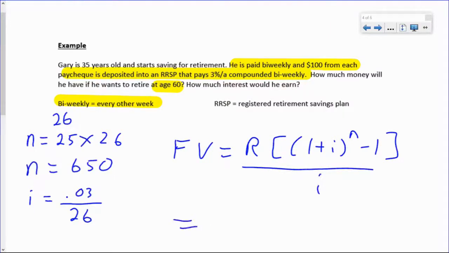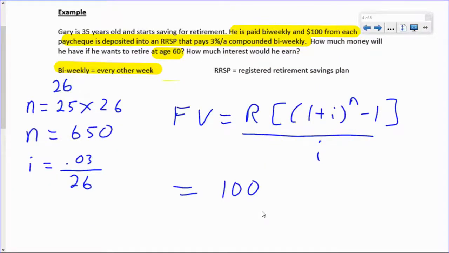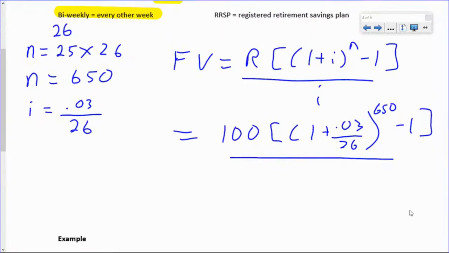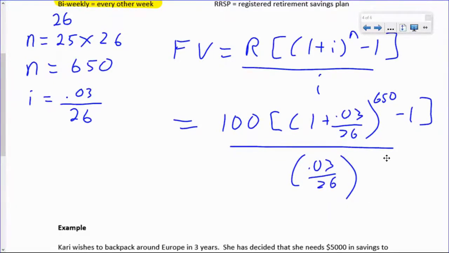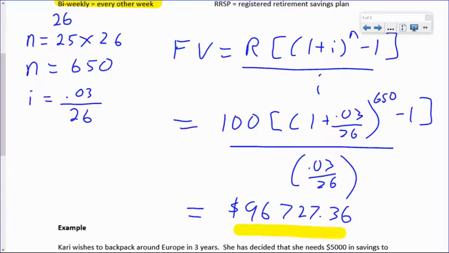The regular payments are $100. The interest rate, which we've shown to the side already, is 0.03 divided by 26, to the power of 650, minus 1, all over 0.03 over 26. If you plug all that into your calculator, I know it is tough and it does take some practice, you should get $96,727.36. Which is definitely not enough to retire off of. We'll talk a lot about that later on.